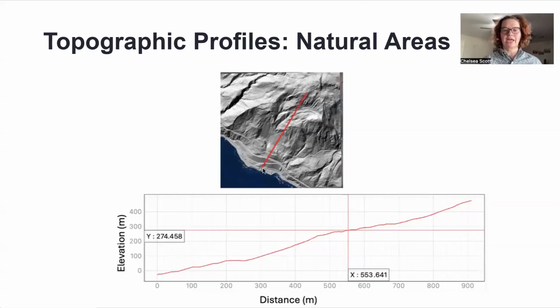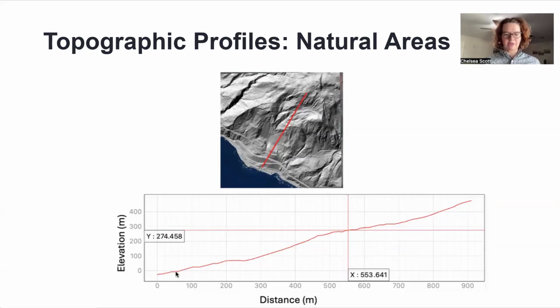So here we see a topographic hillshade or shaded relief map along a landslide in Central California. And we can see a lot of details about this feature from this topographic hillshade. But we can also make a topographic profile to learn more about the shape of the feature.